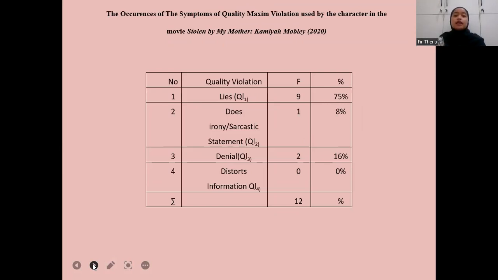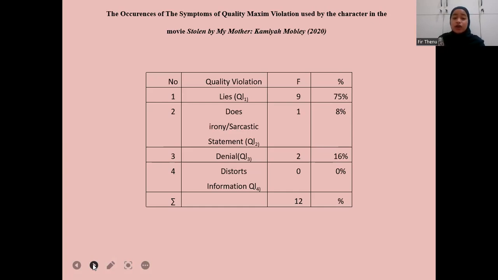And the second, the occurrences of the symptoms of quality maxim violation used by the characters in the film Stolen by My Mother. It can be seen that the characters violate the quality maxim 12 times, in different categories: when the speaker is lying 9 times, when the characters make ironic or sarcastic statements 1 time, and when the characters engage in denial 2 times.